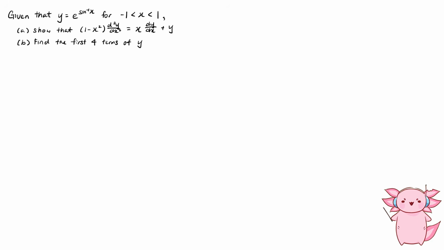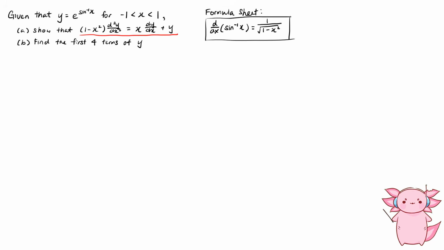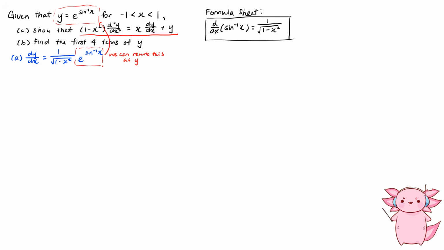This question is a little bit more difficult, where we try to prove this differential equation over here. So differentiating y, we can use the derivative of sin inverse x found in the formula sheet to get 1 over the square root of 1 minus x squared times e to the power of sin inverse x, which we have to rewrite as y, and let's simplify this by multiplying the whole equation by the square root of 1 minus x squared. Let's call the original equation 1 and this new equation 2.